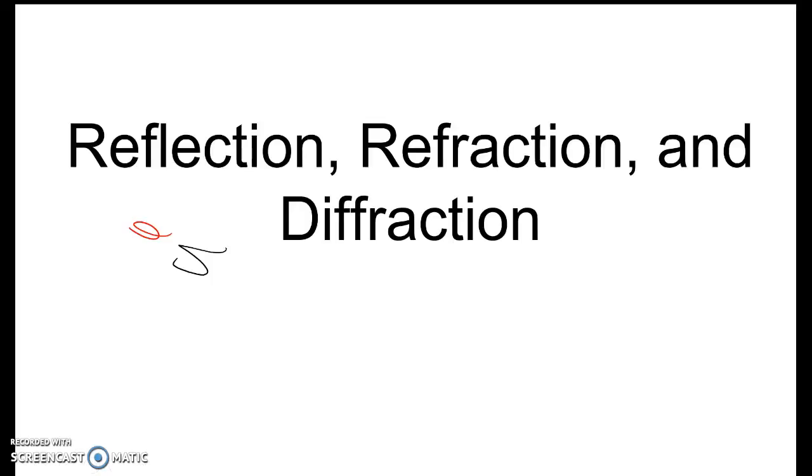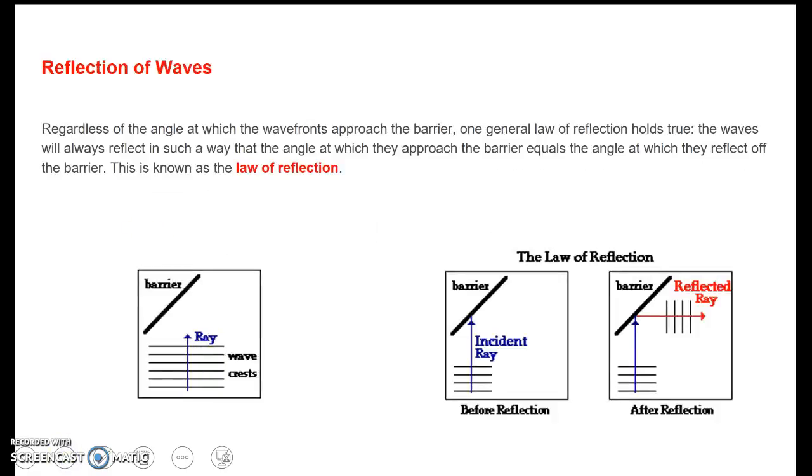Okay, now we're going to look at other types of boundary behavior. We looked at reflection in great detail in the last video, but we're going to talk about refraction and diffraction and how it relates to reflection. So reflection, just to rehash, the wave hits a barrier and then it bounces off the barrier.